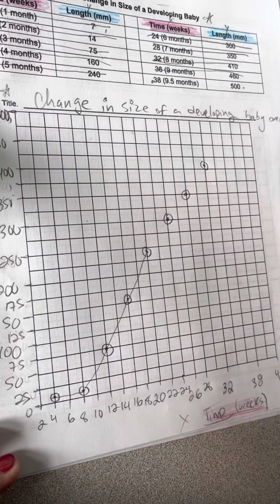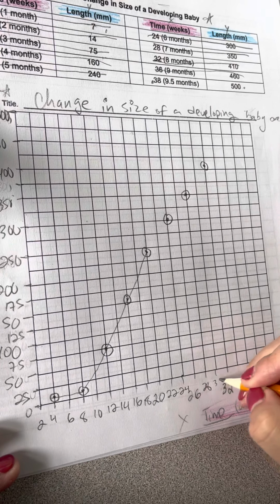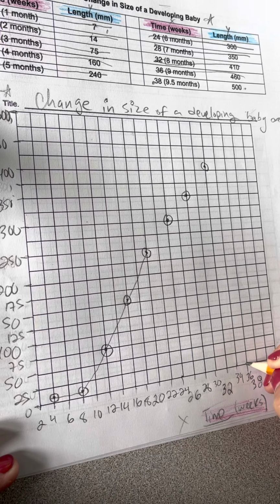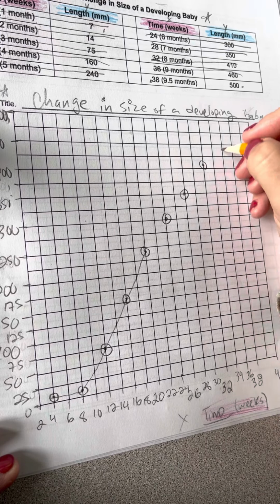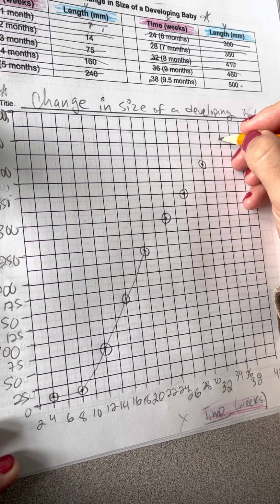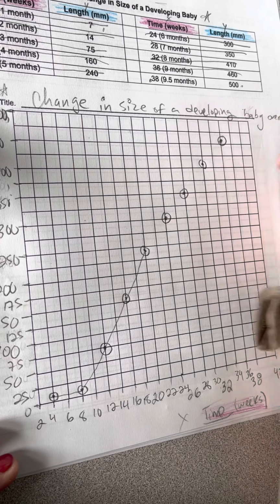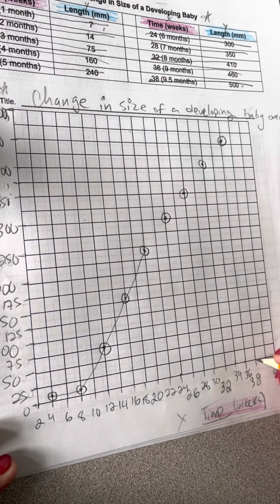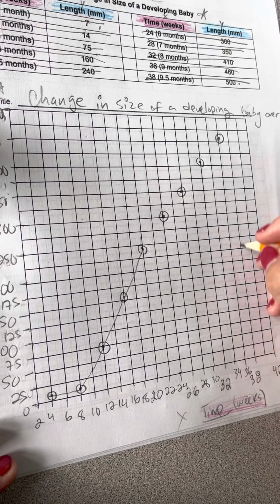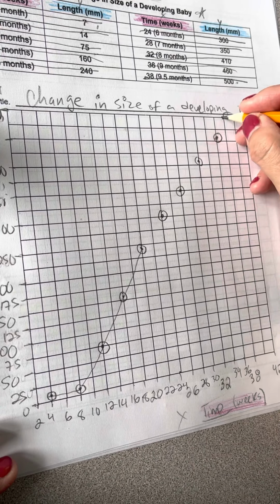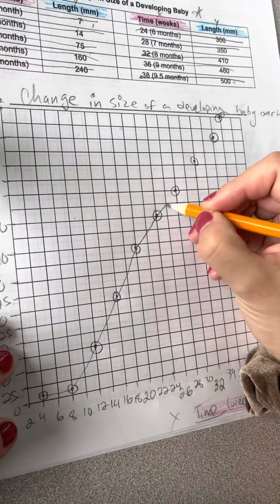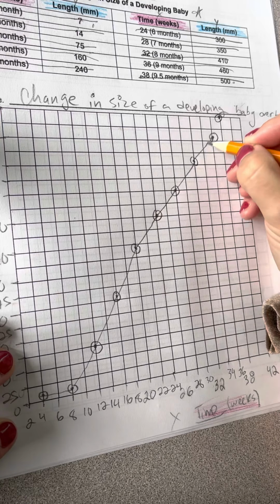And then the last 2, 36. 36, I'm gonna go up to 460. 460 is going to be slightly above 450, right there. And then my last but not least, 38 and 500. So I'm gonna go to 38 over here. I'm gonna go all the way up to 500, which is the top, okay? Make that little circle, connect my last points. Again, I'm only connecting the points.